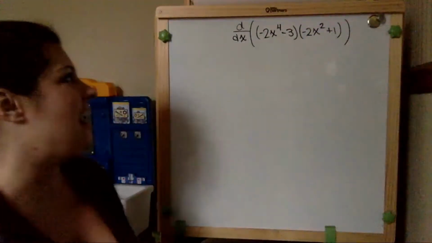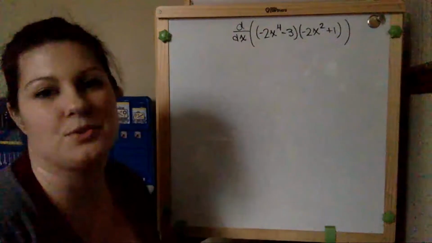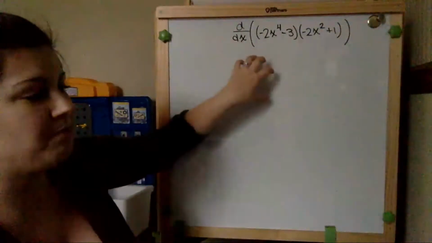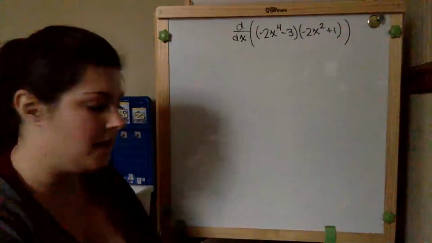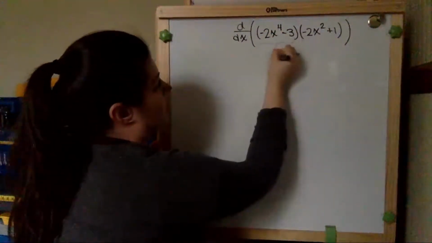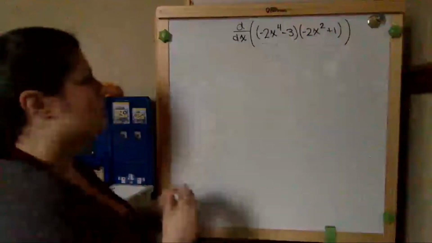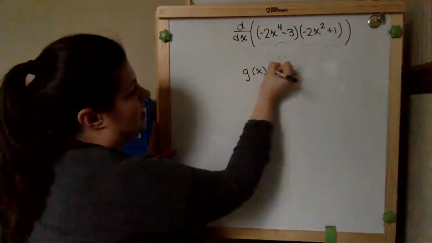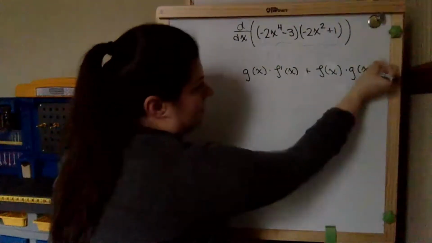So for this problem here, I have to find the derivative of the product between negative 2x to the fourth minus 3 and negative 2x squared plus 1. So my product rule, we have g of x times the derivative of f, plus f times the derivative of g. So if it helps you, you can label which function is which. I'm going to call this one my f of x, and this one my g of x. Okay, so again, I'm going to write out my product rule, g of x times the derivative of f of x plus f of x times the derivative of g of x.